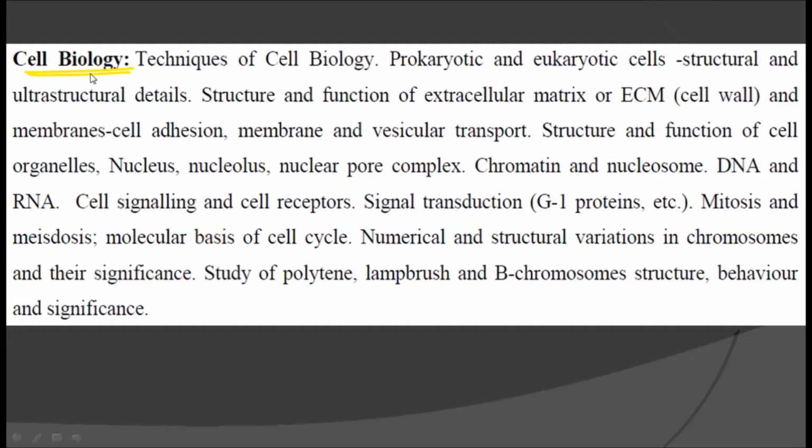Now, the next chapter we have here is cell biology. As you know, cell biology is very basic to the life sciences and is very easy to learn. In this cell biology chapter, we have to study the techniques of cell biology, then the prokaryotic and the eukaryotic cell.